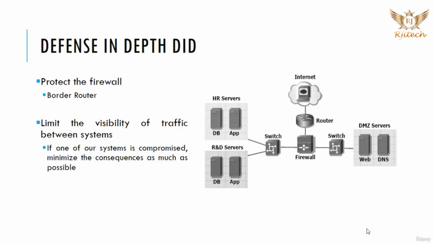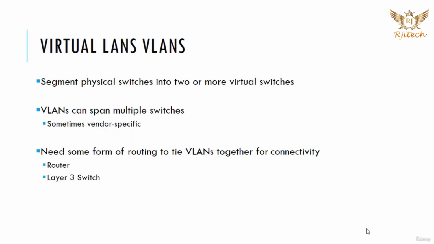You should limit the visibility of traffic between systems. If one of our systems is compromised, and this is more probable for the systems in the DMZ zone, you should minimize the consequences as much as possible. You should not allow the compromise to enter your internal network. It should be blocked by the firewall protecting the traffic coming from the DMZ to the internal network. You should minimize the consequences. You should stop the propagation effect of this attack from being propagated from one of the sections to another, and this is done mainly through the firewall.